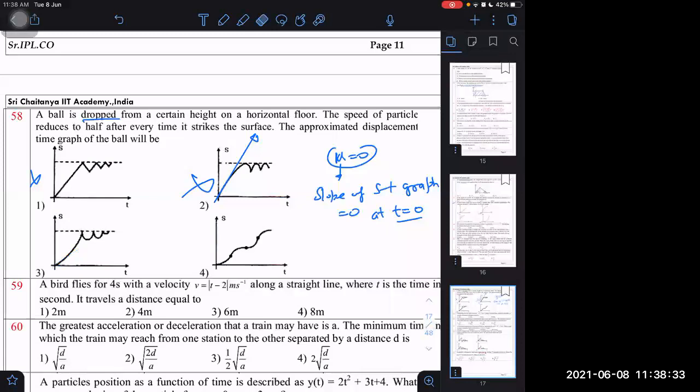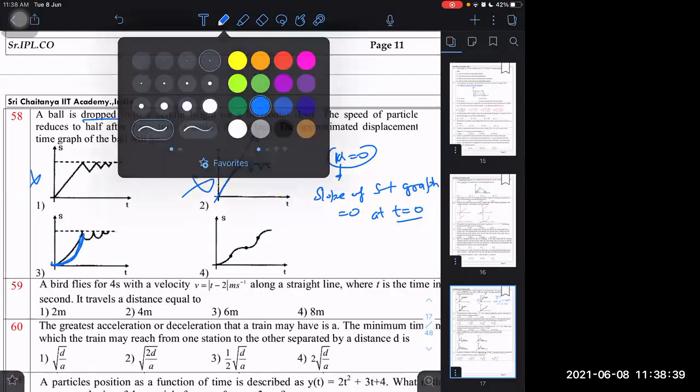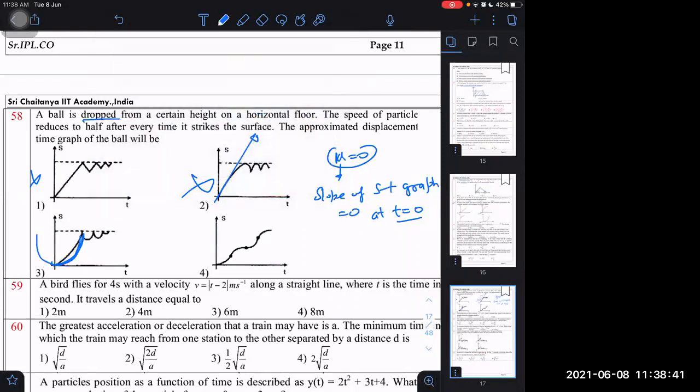But actually it is a mistake in the printing again. It should be a parabola facing upwards like this. If it is part of that parabolic curve, then this can be treated as the correct graph. Its slope will be horizontal, and horizontal slope means the initial velocity will be 0. So therefore 3 can be correct. What about the fourth? Fourth also has that. Its slope also appears to be correct. Again, we have to choose between 3 and 4.